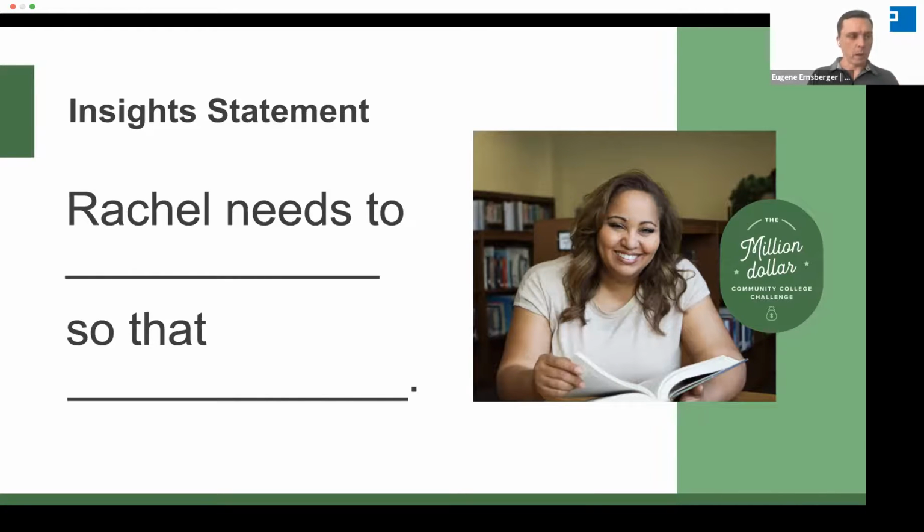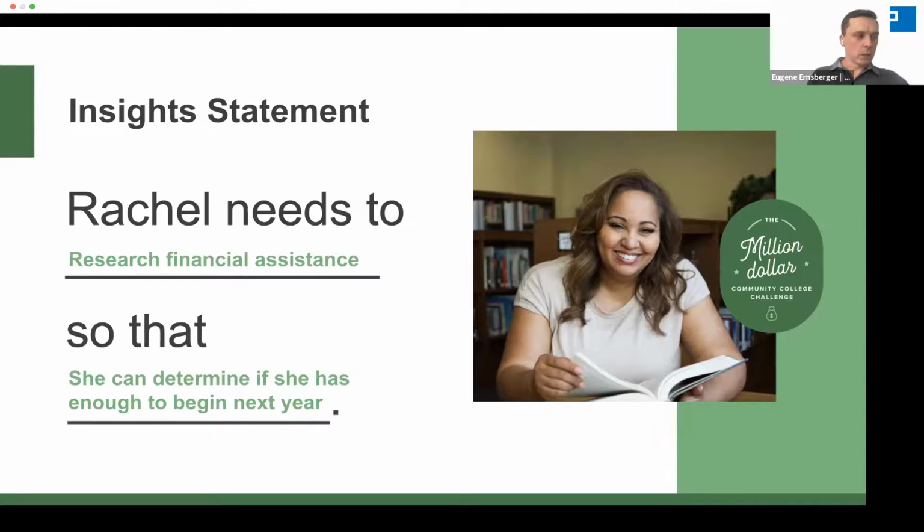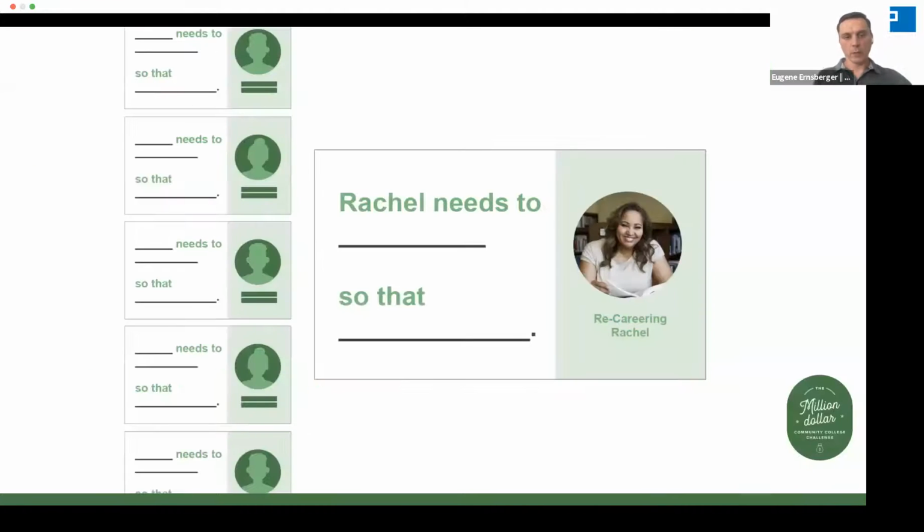So again, very simple framework, looks like UX Mad Libs. We have these blanks. We start with a persona and then describe what she needs to do on the website and for what purpose. So in this example, we could say Rachel needs to research financial assistance so that she can determine if she has enough to begin next year. So you'll iterate through all your personas and everything that you've learned so far, and you should come up with a nice, healthy stack of these narrative-based insights.